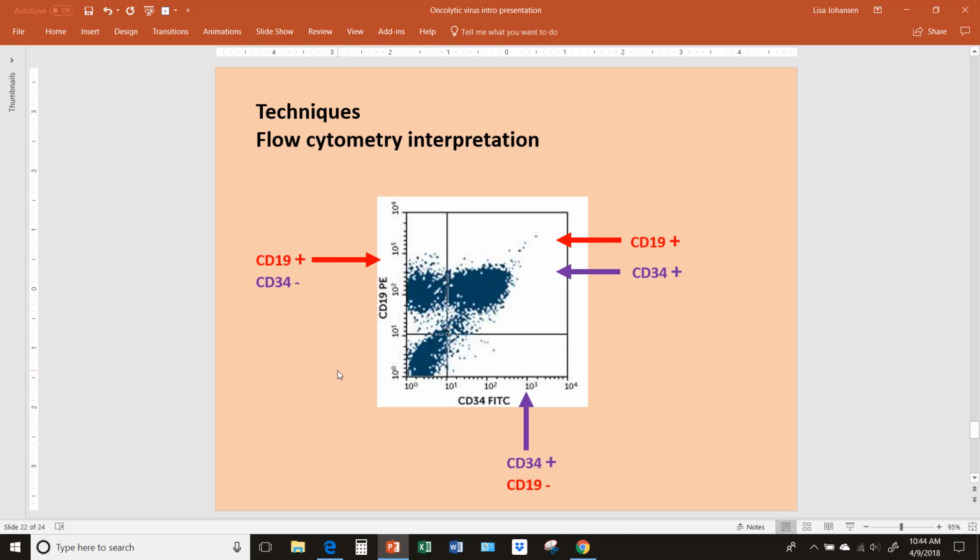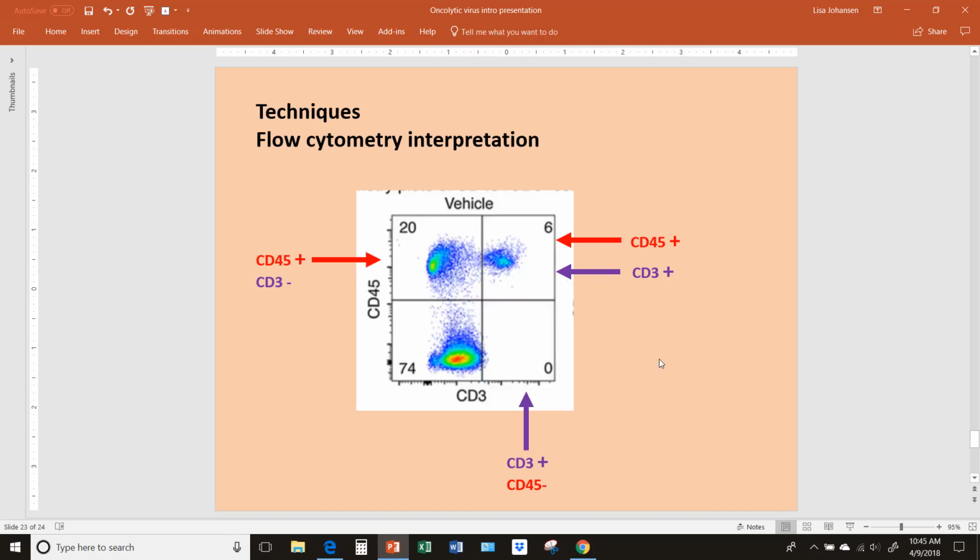They also use flow cytometry. Just to remind you, when you look at these flow cytometry figures, things are broken into quadrants. Okay? So it will tell you the markers on the X and Y axis, and the top right quadrant are cells that are positive for both markers. The bottom left are negative for both markers. And then these other quadrants, like here, these are CD19 positive, but CD34 negative. And these are just the opposite, CD34 positive, CD19 negative. So this is always how the quadrants are labeled.